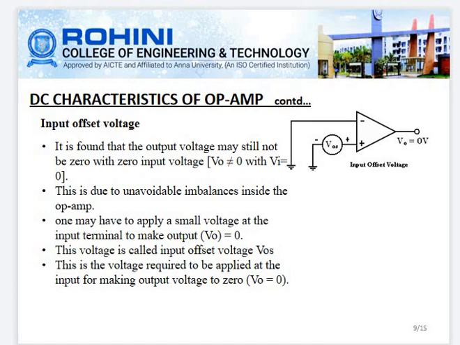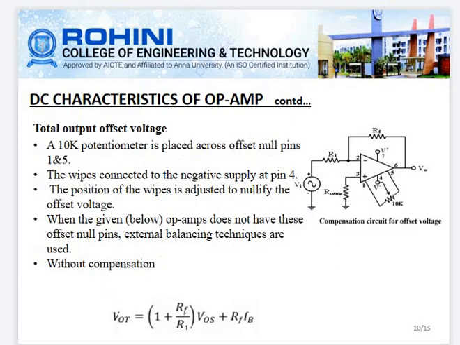Input offset voltage. It is found that the output voltage may still not be zero with zero input voltage. This is due to the unavoidable imbalances inside the operational amplifier. One may have to apply a small voltage at the input terminal to make the output zero. This voltage is called input offset voltage VOS. This is the voltage required to be applied at the input for making the output voltage zero.